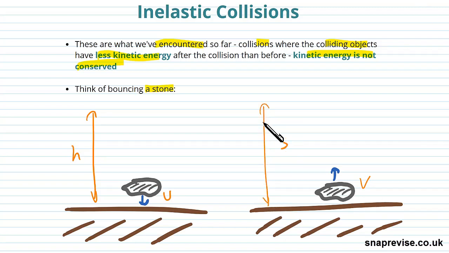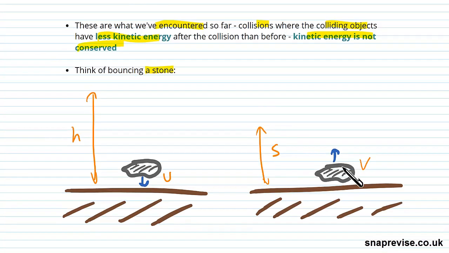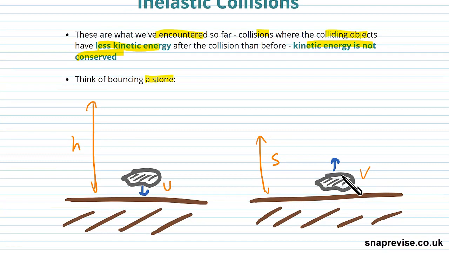and it reaches a different height, let's say s at the end. Because this collision is not elastic, it's inelastic, we can immediately say that kinetic energy must be less. And what does that mean? Well, here we have the half mu squared as the kinetic energy, and here we have this half mv squared. Kinetic energy is less, so we need that v is less than u.